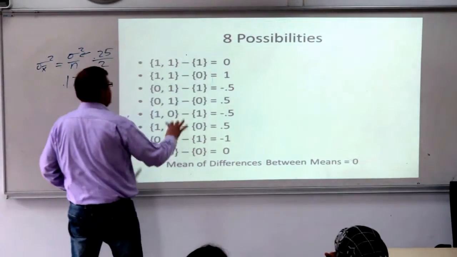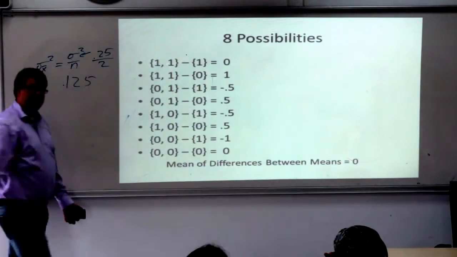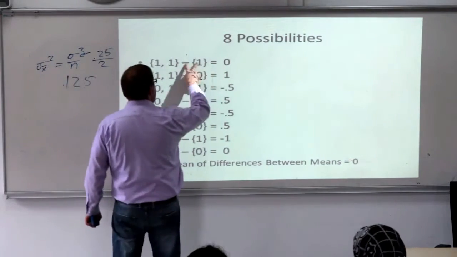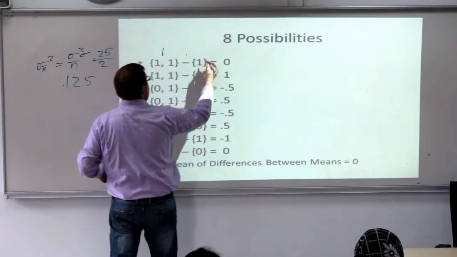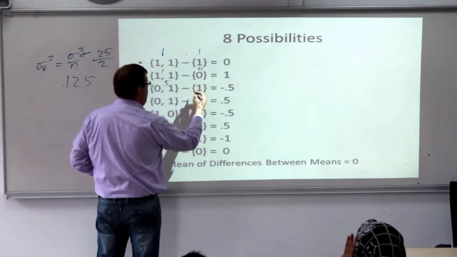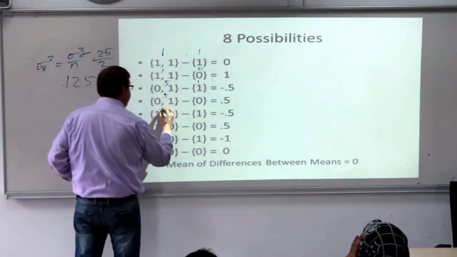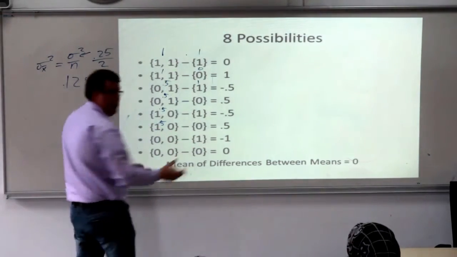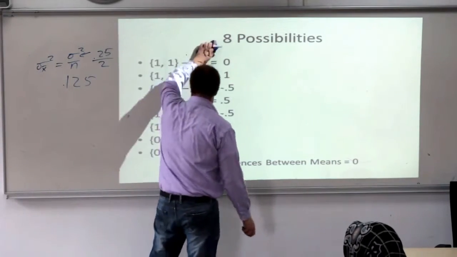So I subtract every possible second sample mean from every possible first sample mean. Okay? So I have the difference between these. So I have a 0 here, this is the mean of 1, minus 1 is 0, 1 minus 0 is 1, 0.5 minus 1 is negative 0.5, 0.5 minus 0 is 0.5, 0.5 minus 1 is negative 0.5, 0.5 minus 0 is 0.5, and so on. So these represent the differences between the means.